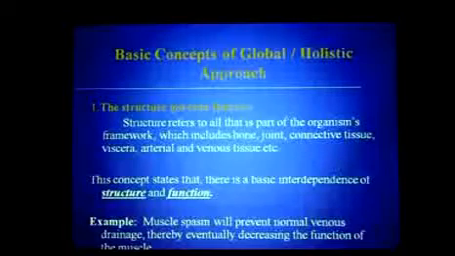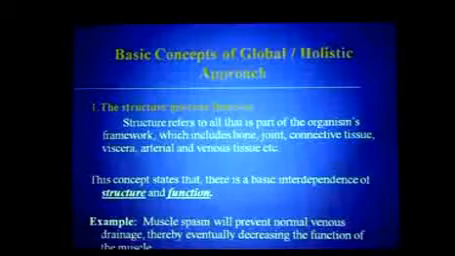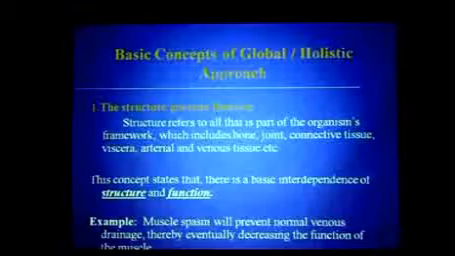The first basic concept: structural function relationship, or interdependence. For example, if somebody has a muscle spasm, that will affect the venous return, will affect the lymphatic system, which may affect the functionality of the muscle.